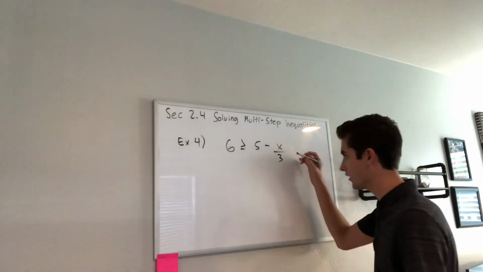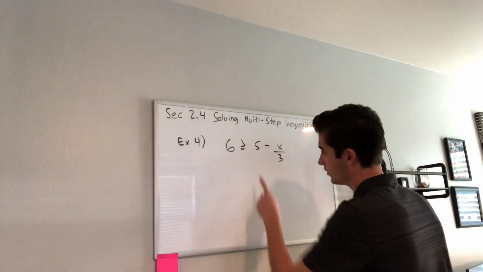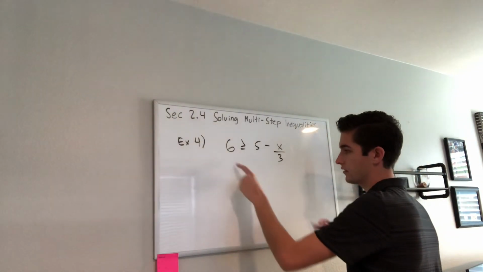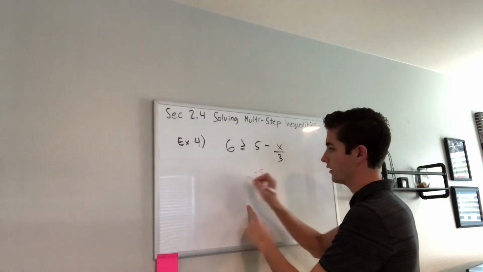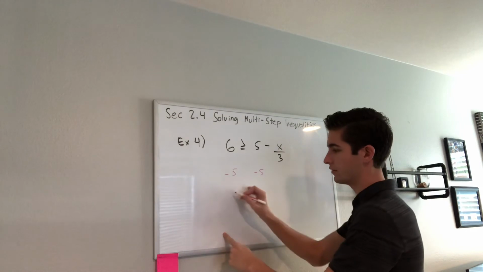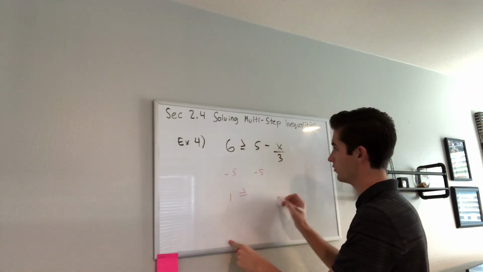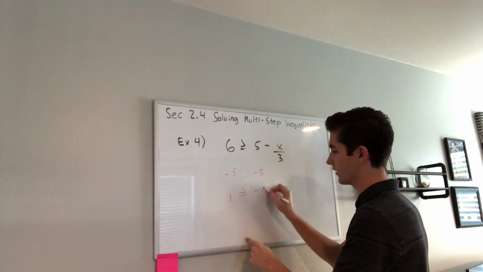So how do we isolate our x? Well, the first step, we want to subtract 5 from both sides. So we're going to subtract 5, subtract 5. 6 minus 5 gives us a 1. Keep our sign is greater than or equal to negative x over 3.